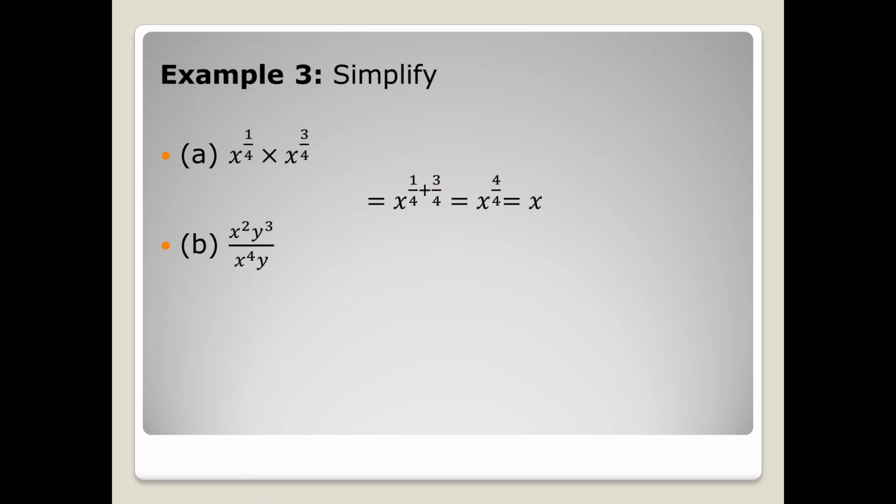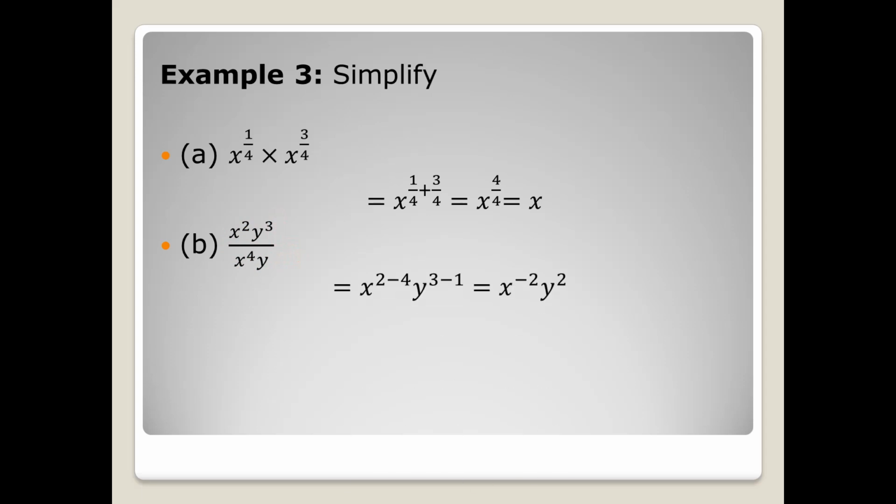Example number 2, we need to simplify this expression. Well, you can see in the numerator we have x to the power of 2 multiplied by y to the power of 3. In the denominator we have x to the power of 4 multiplied by y to the power of 1. So what we will do is we divide the like terms. See here, x to the power of 2 divided by x to the power of 4. We can here use rule number 2 of the division and subtract the two indices. While y to the power of 3 divided by y, we can also subtract the two indices of y.